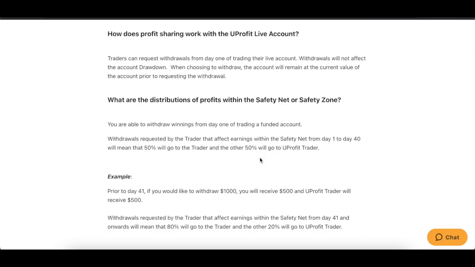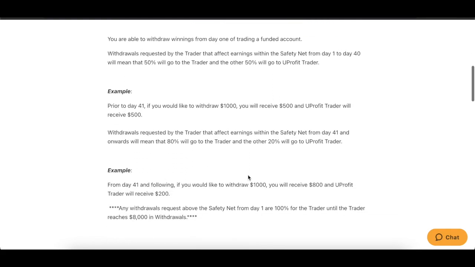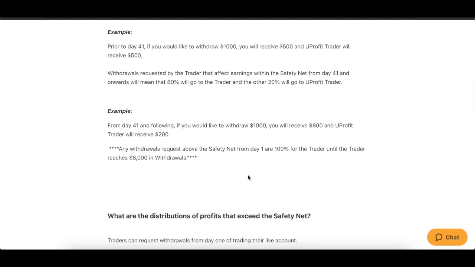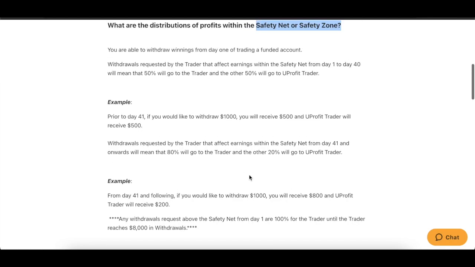Now, they do have something called the safety zone, and if you're interested in these guys, come read this, because I'm going to do my best to explain it on a very high level, but it gets a little tricky. So basically, through day 41, you're kind of on probation. You're in the safety zone, if you will. Essentially, if you do a withdrawal in the first 41 days, you're getting a 50-50 split. If you do it after day 41, you're getting an 80-20 split.